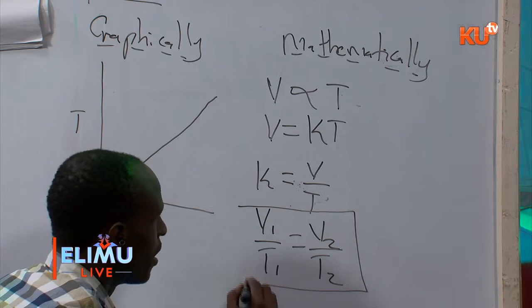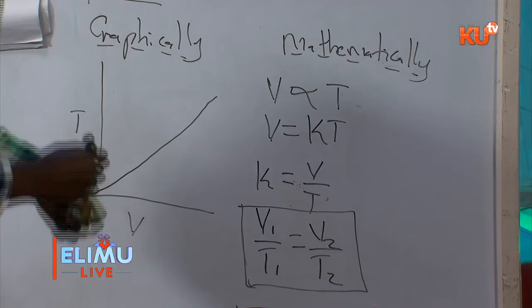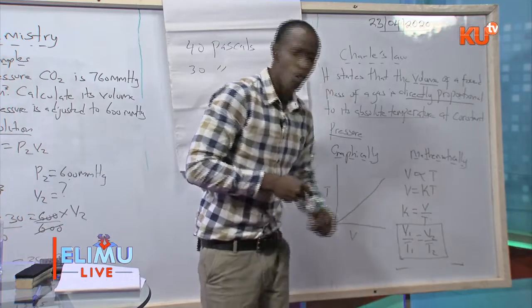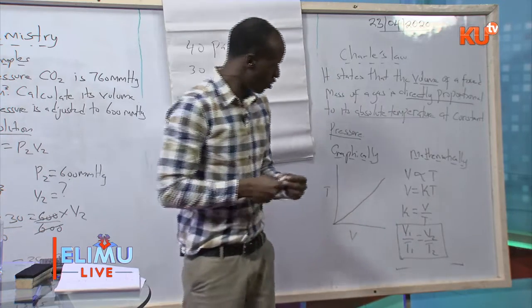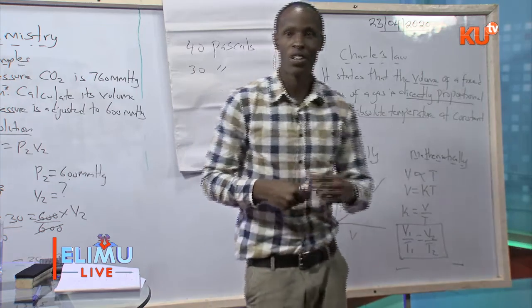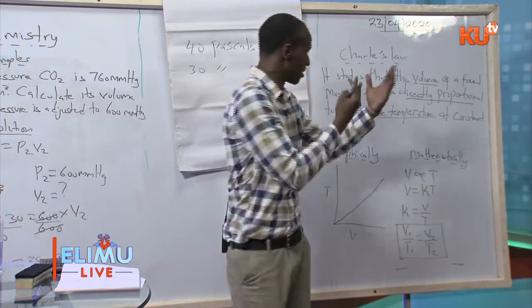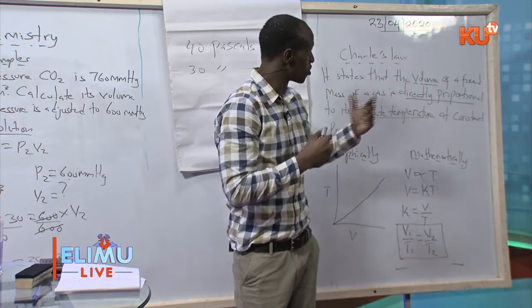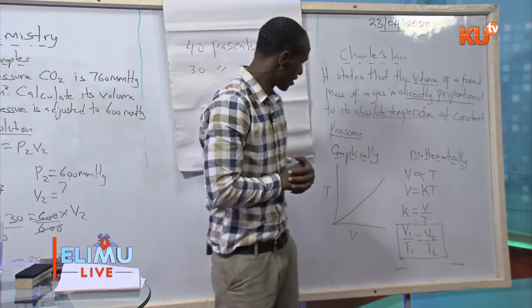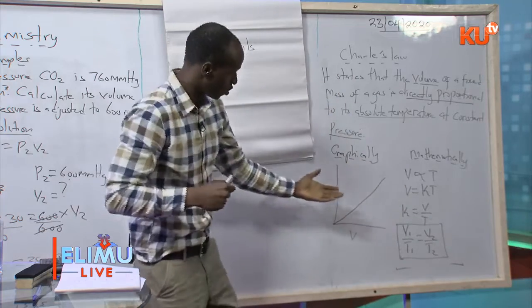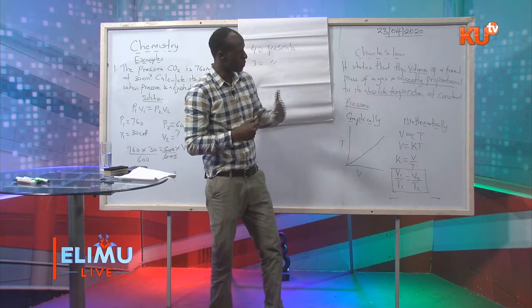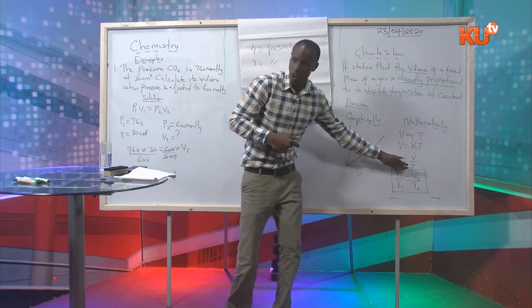And that's the most important equation in Charles' law. That's the most important equation, which we will be applying: V1 over T1 equals V2 over T2. Also, same as Boyle's law, with Charles' law you can be tested to state what it states, or to represent it graphically, and there are some questions which will involve the application of the formula.